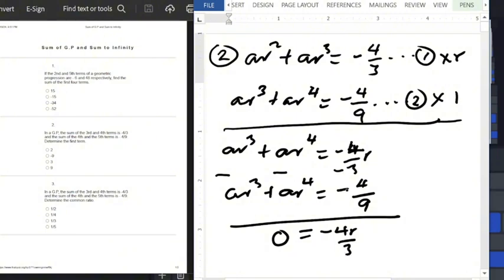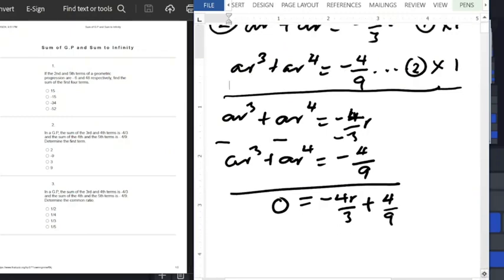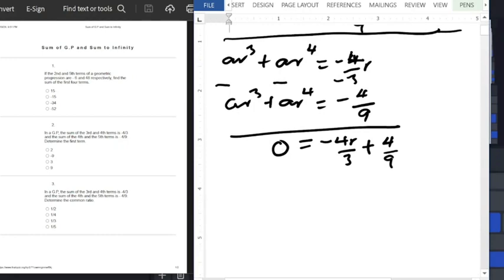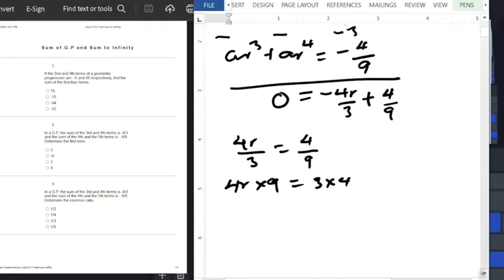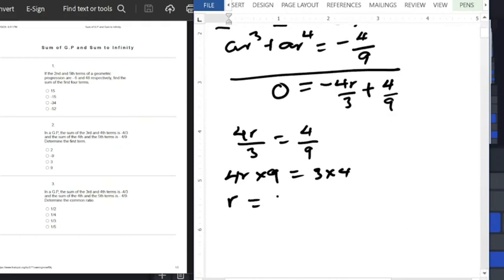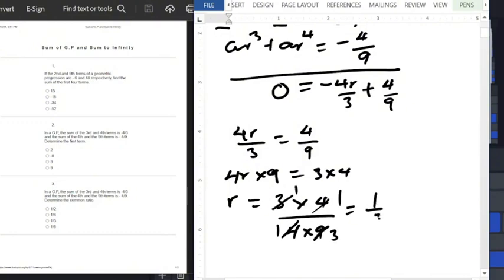Then minus times minus is plus, so plus 4 over 9. So we now collect the like terms, we have 4r over 3 equals 4 over 9. If we cross multiply, we have 4r times 9 equals 3 times 4. So you divide both sides by 4 times 9. So we have r equals 3 times 4 all over 4 times 9. So 4 cancels 4, 3 into 3 is 1 and 3 into 9 is 3. So the common ratio is 1 over 3.